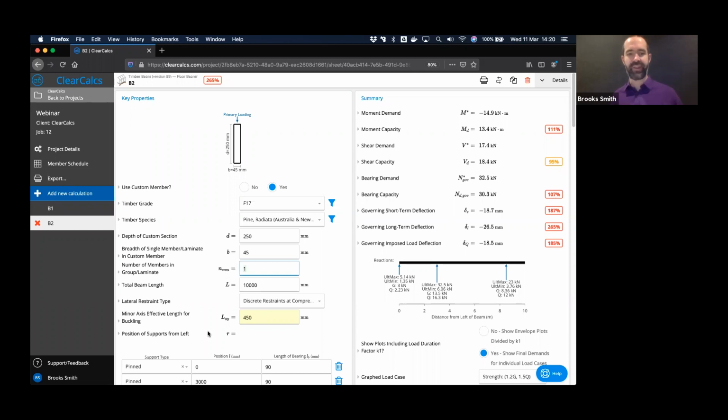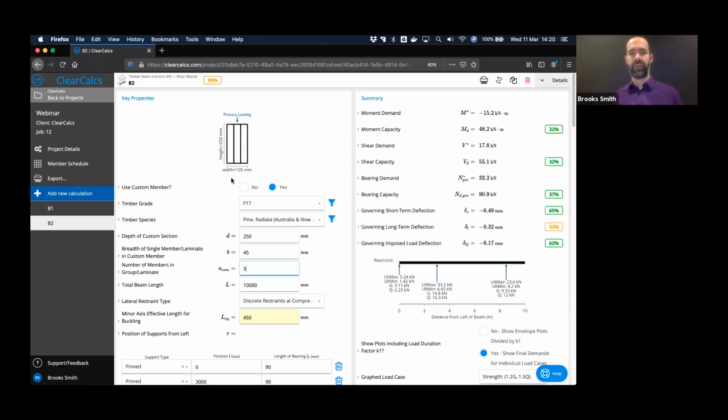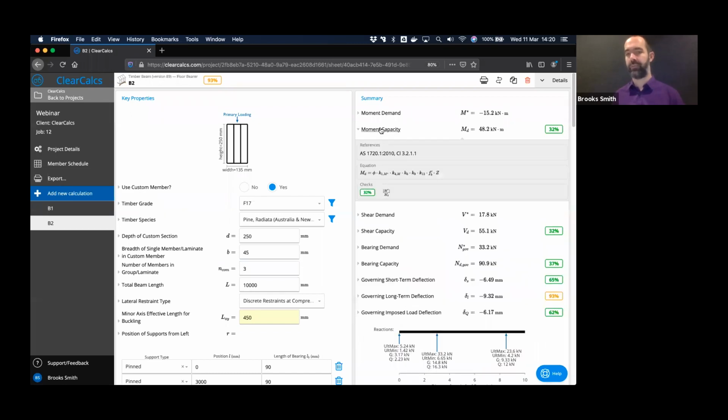So I'm going to increase that income value, put 3 laminates here. You can see the diagram now changes here too, and shows those 3 laminates next to each other. And now everything is green or orange. We're still governed by long-term deflection. That's very often going to be the thing that's going to govern your beam design, long-term deflection. But you can see what everything else ends up calculating out to as well here.